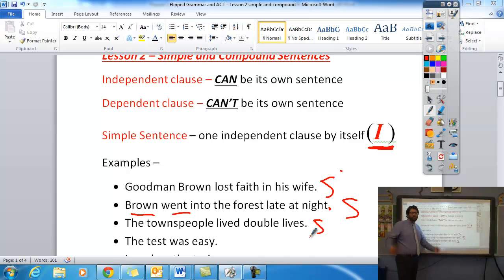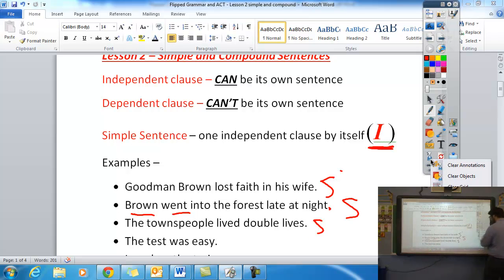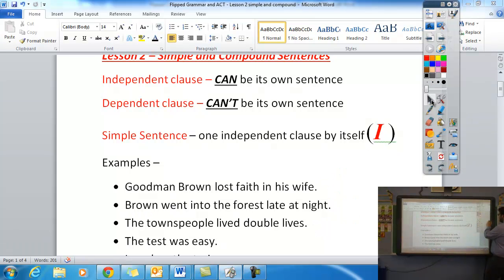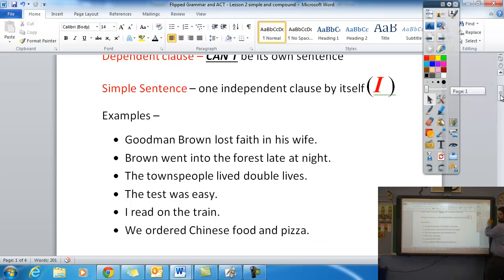Even shorter, even more simple. The test was easy. That's it. That's what we call a simple sentence, because it's one independent clause. Let's see, I think we've got one or two more. I read on the train. We've got a subject, a verb, and a complete thought. What did you do today on your way to school? I read on the train. Complete thought, so it's a simple sentence.